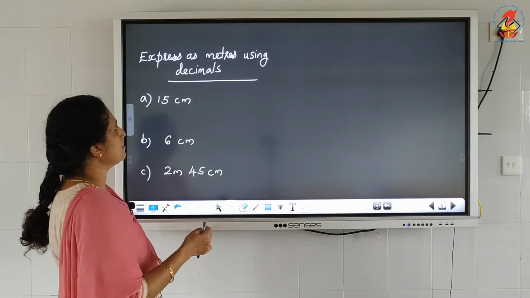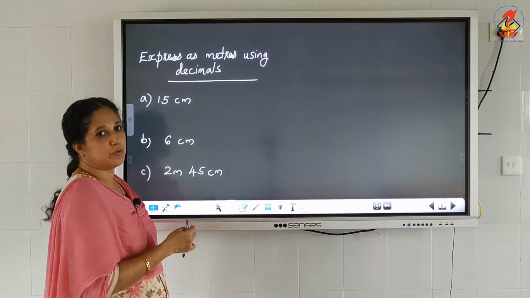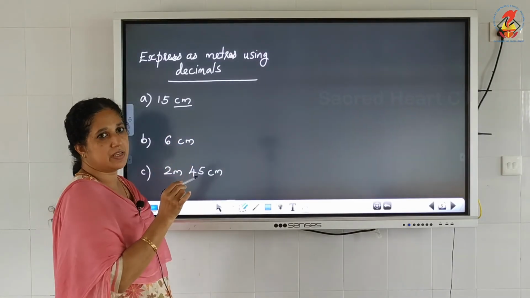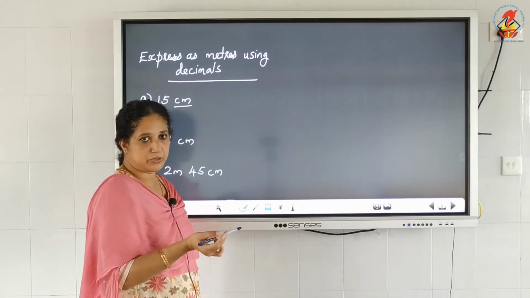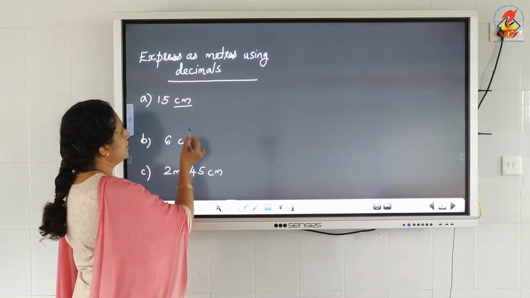Now express as meters using decimals. We have to express them as meters using decimals. So the quantities are given in terms of centimeter. In order to change centimeter to meter, we have to divide by 100.